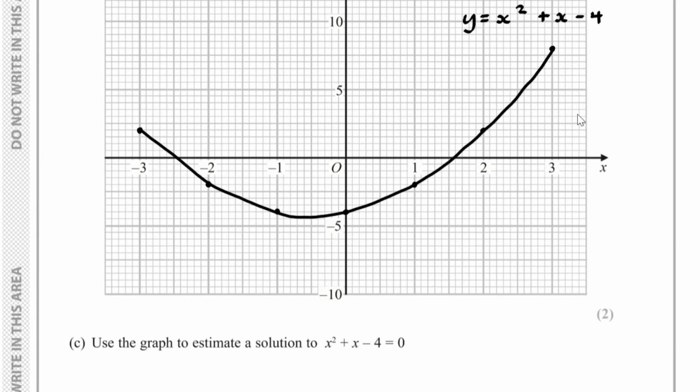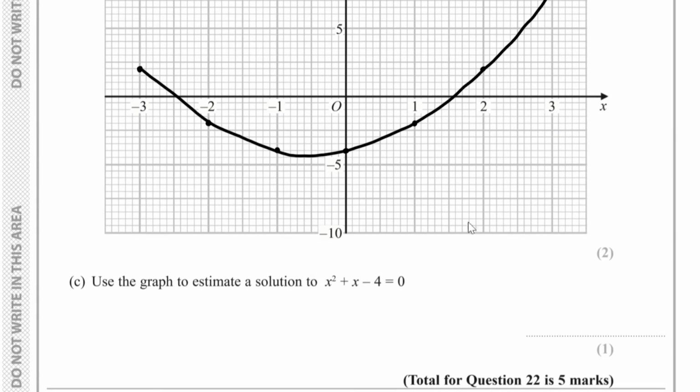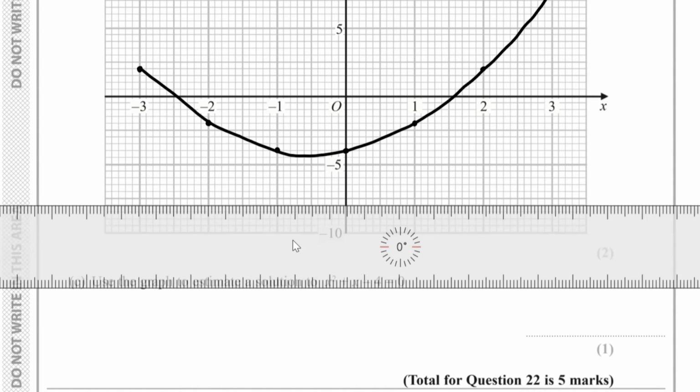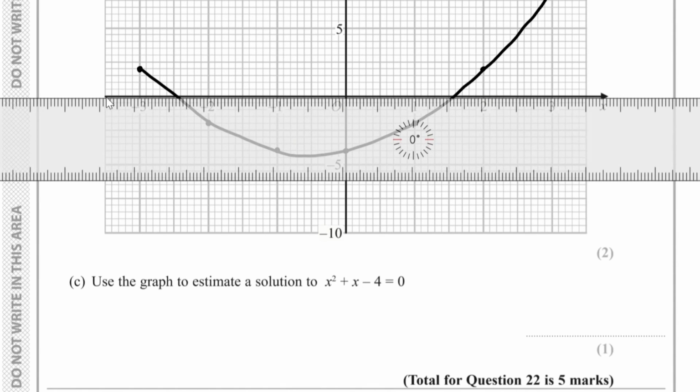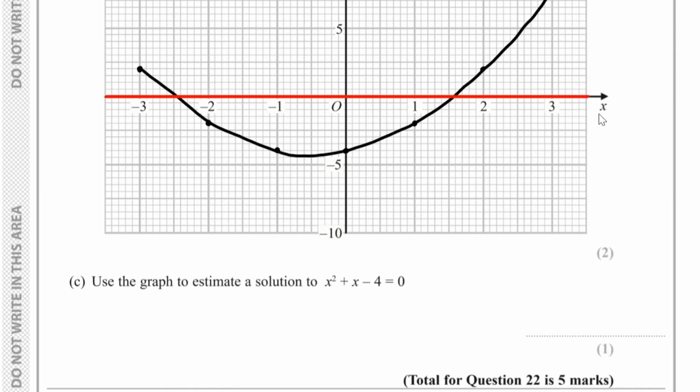minus 4. And then for part C, we have to use our graphs to estimate the solutions to x squared plus x minus 4 equals 0. Well, here we've got the line y equals 0, and we've got a solution here, and we also have a solution here. So we've got a solution at x equals -2.4, and also x equals 1.6. So here is where our solutions lie between.